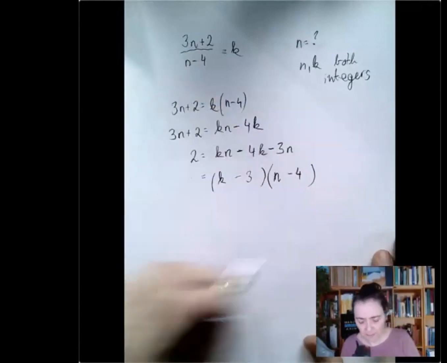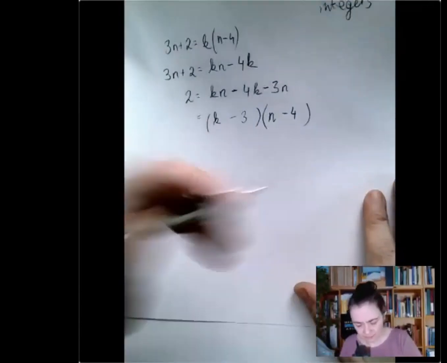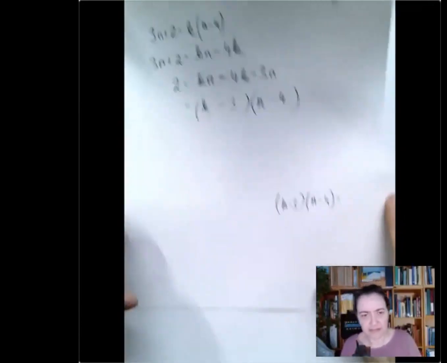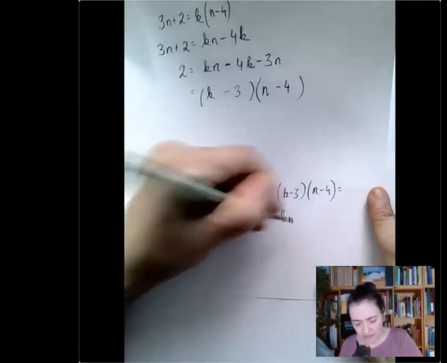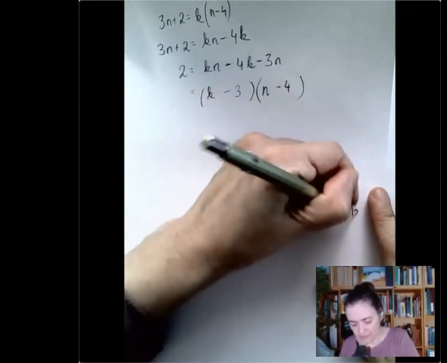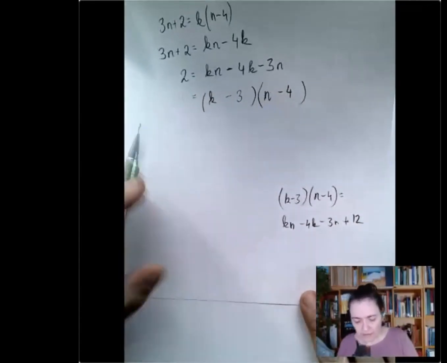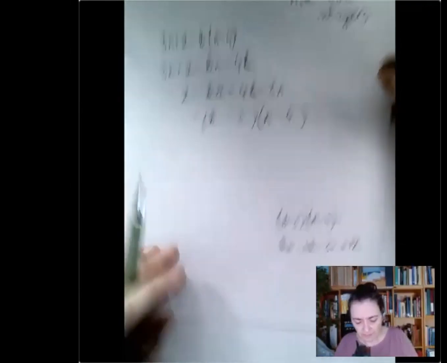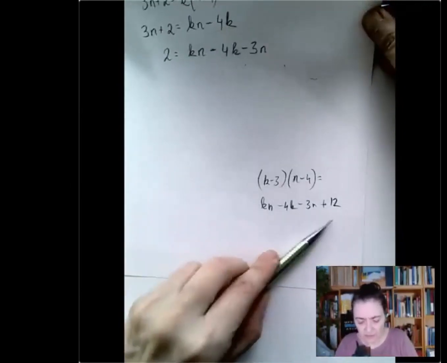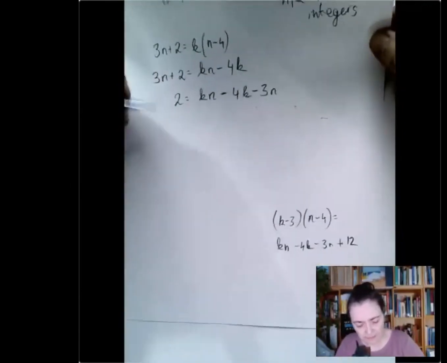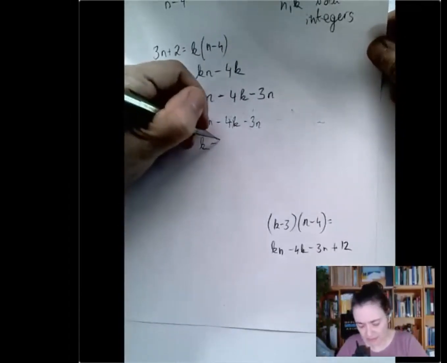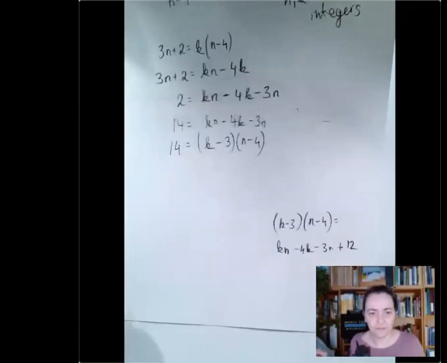Now let's see what that is. If we multiply this out, then we get what we wanted and some extra. We get kn minus 4k minus 3n plus 12. So, well, our expression was this stuff. So this here is less than this because we're missing a 12. So let's add 12 to both sides. And now it's factored. And now we can write it as (k minus 3) times (n minus 4).